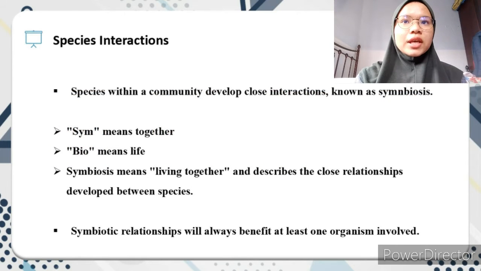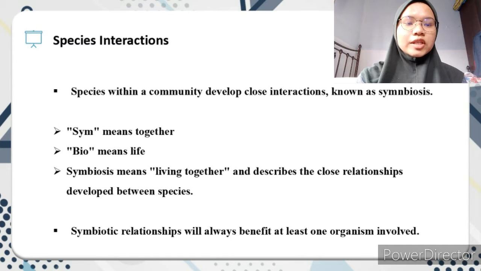Now we will look at the species interactions. Species within a community develop close interactions known as symbiosis. Sym means together, bio means life. Therefore, symbiosis means living together and describes the close relationships developed between species. Symbiotic relationships will always benefit at least one organism involved.